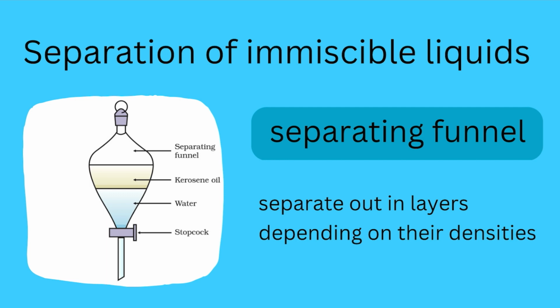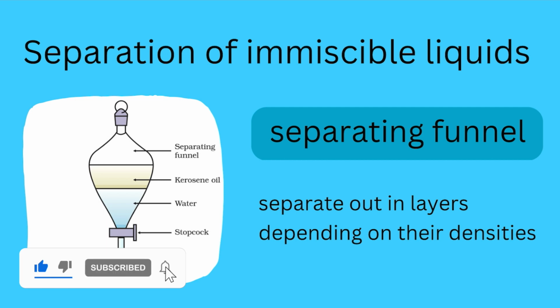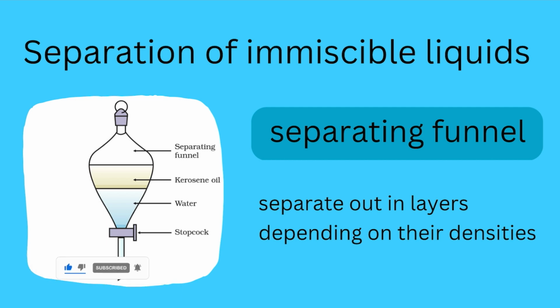A very good example could be oil in water. If you see oil in water, oil just floats on water. It doesn't get mixed together well. So how do we separate these types of immiscible liquids? That is what we are going to see now.